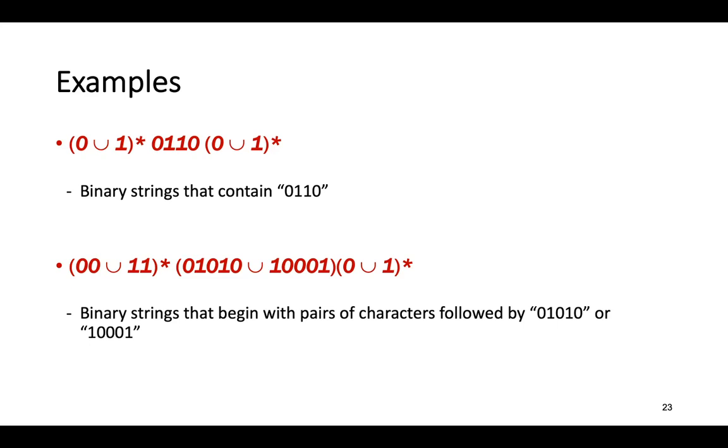The second one is binary strings that begin with a pair of characters followed by 0, 1, 0, 1, 0, or 1, 0, 0, 1. Okay.